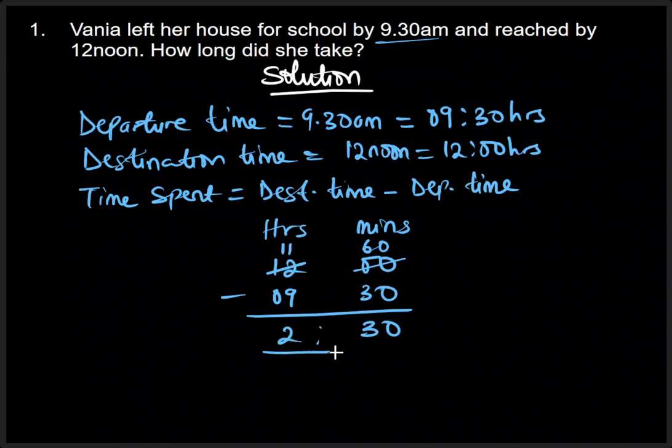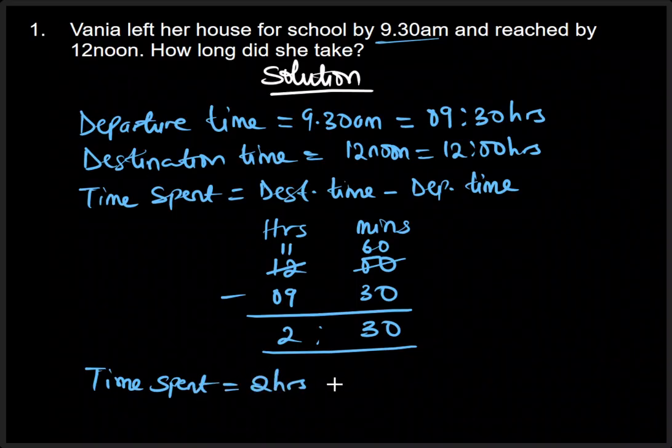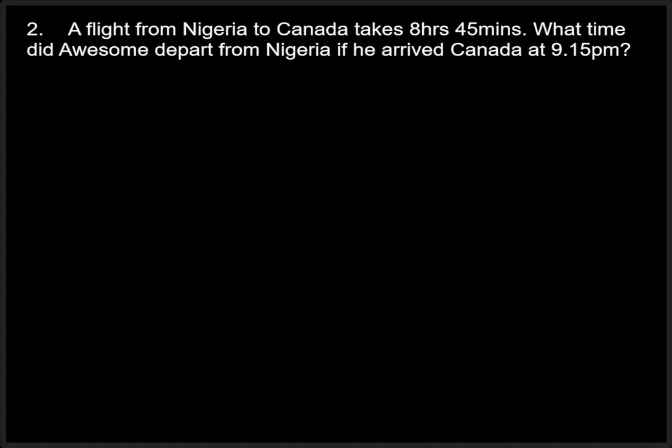So since we are looking at time spent, remember our time spent is always in hours and minutes. So time spent is equal to 2 hours 30 minutes. 2 hours 30 minutes. All right. So we move to number 2.